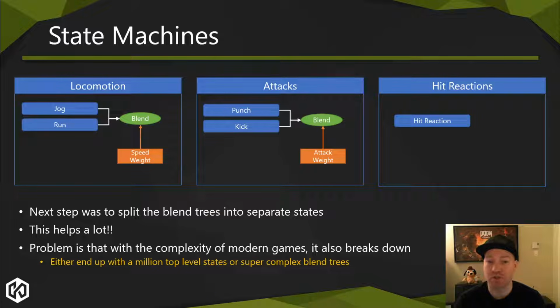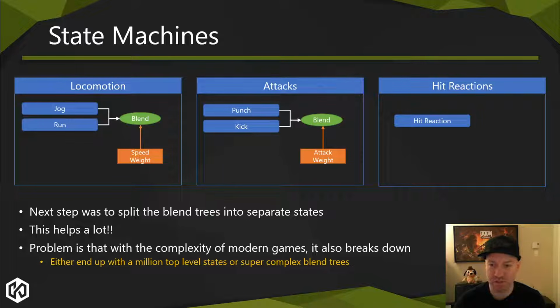This really helps a lot because it's clear: if I'm in locomotion, this is what the blend tree is doing, and I don't have to care about any state. If I'm in a jump, this is what the jump state does, and I don't have to care. So this greatly helps. But then with the massive complexity and layering and a lot of these other things, this also breaks down pretty fast.